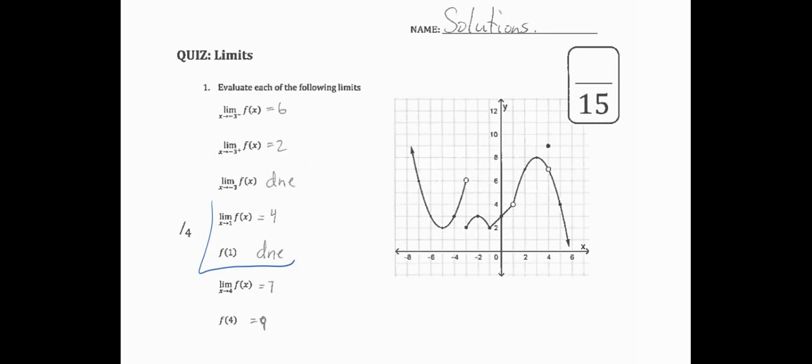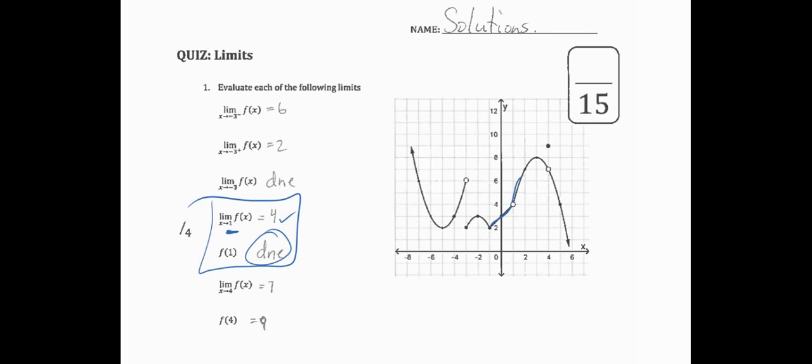The next two, again, kind of go together. The limit as x approaches 1. So as x is approaching 1, from the left, I'm approaching 4, and from the right, I'm approaching 4. So because the left-hand limit and the right-hand limit are the same, they're both 4, the limit overall as x approaches 1 is 4, even though the function does not exist at that point. So that's part of the definition of a limit. The function doesn't have to exist as long as it's approaching the same y value from both sides.